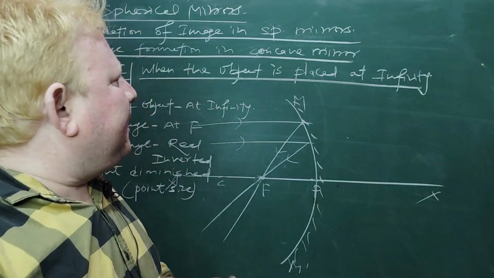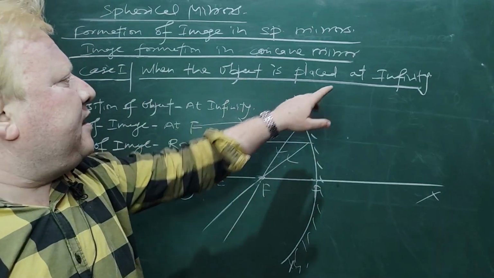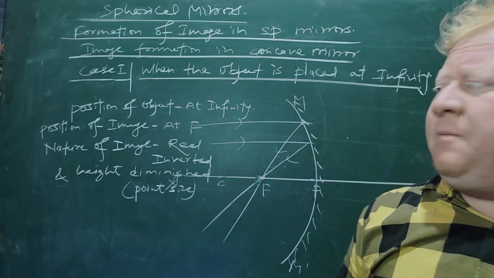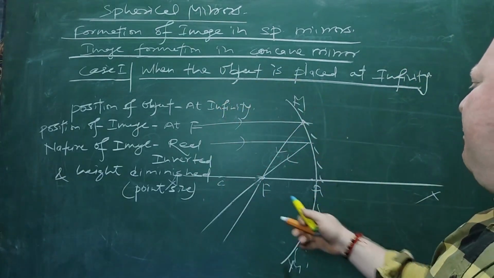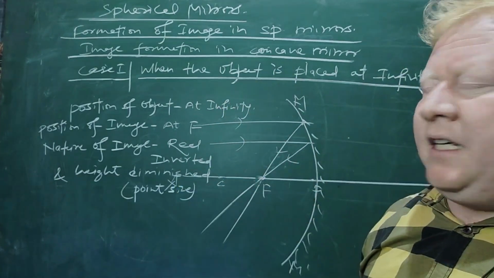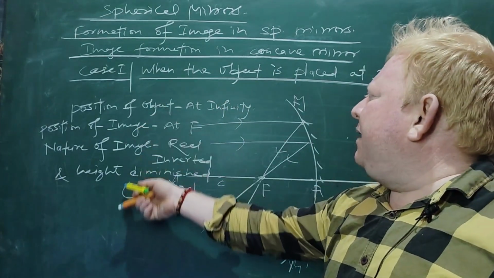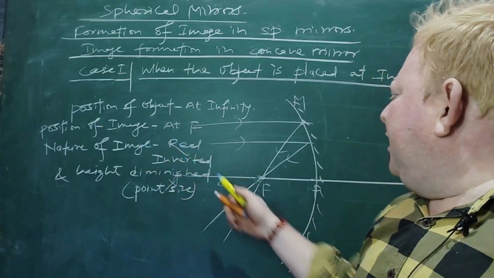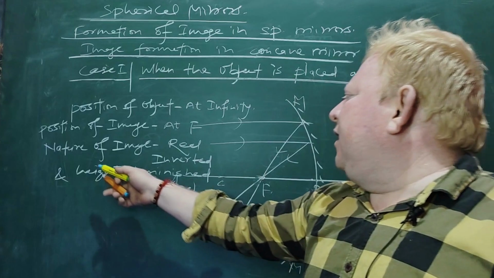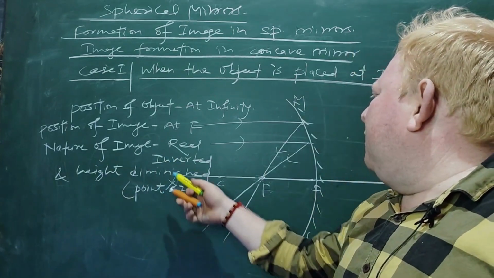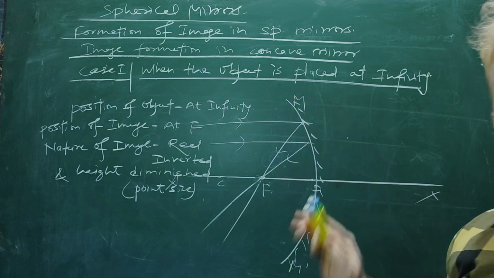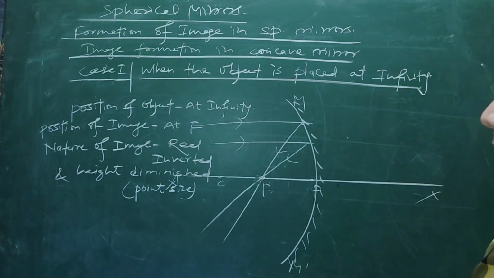We have discussed case number 1. When the object is placed at infinity, the image will be real, inverted, and highly diminished, point size. This is how you will write: position of object at infinity, position of image at focus, and nature of image real, inverted, and highly diminished. This is case number 1. So I hope you understand.